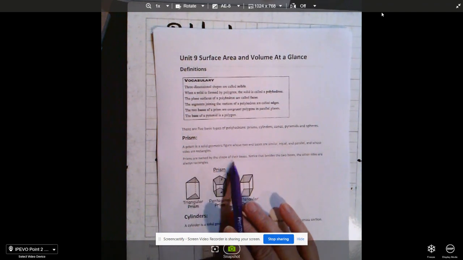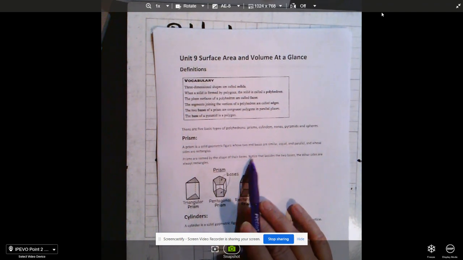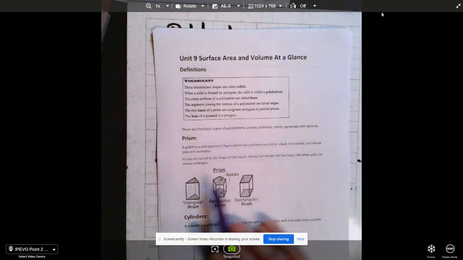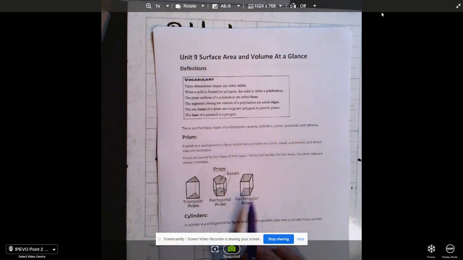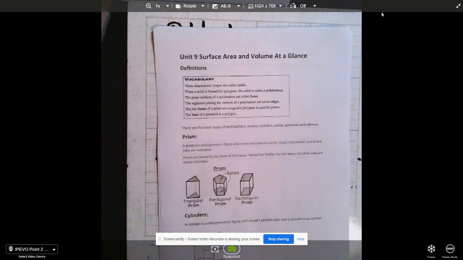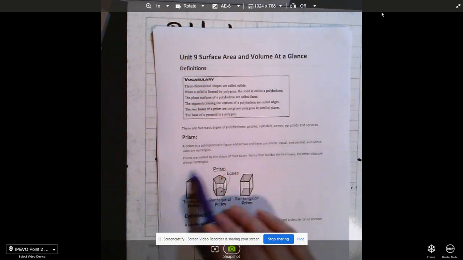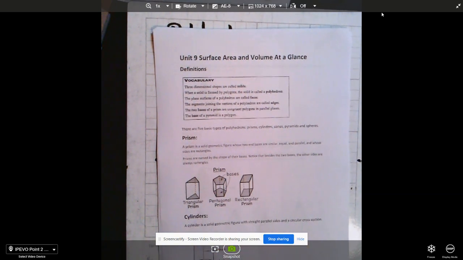A prism is named by the shape of its bases. And notice that there are 2 bases. So this here and this here is a triangle, so this is called a triangular prism. This here and this here is a pentagon, so this is called a pentagonal prism. And this here and this here is a rectangle, so this is called a rectangular prism. So the biggest thing to note is that prisms will always have 2 bases that are parallel, and everything else will be a rectangle.